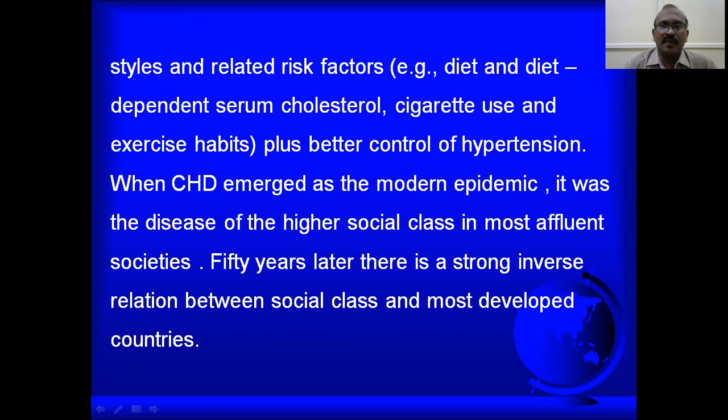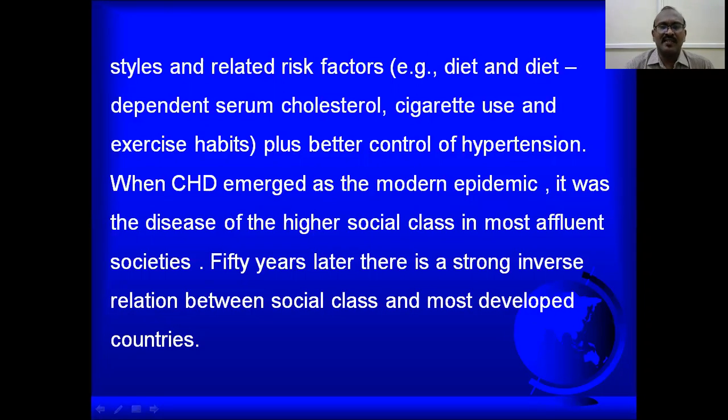When CSD emerged as a modern epidemic, it was a disease of higher social class in most affluent societies. It seemed that the rich countries were the ones having the CSD problem, either because of poor dietary habits or because of the lifestyle they led, lack of exercise, cigarette smoking, and alcohol consumption. Now, 50 years down the line, there is a strong inverse relation between social class and CSD in the most developed countries. In more developed countries, CSD has developed more in lower social class, people of lower socioeconomic status, who are seen to have a higher prevalence of CSD.